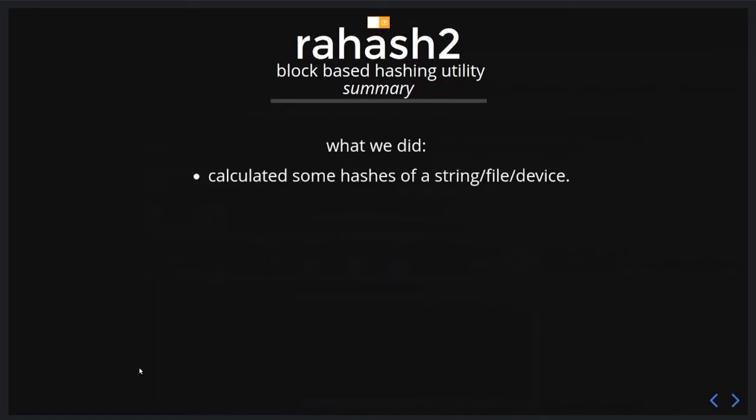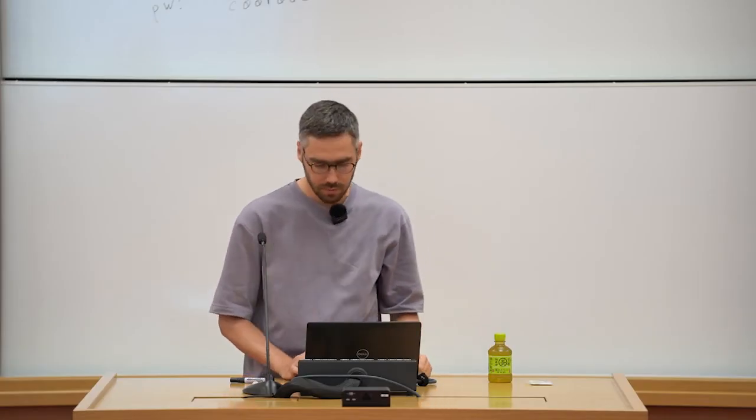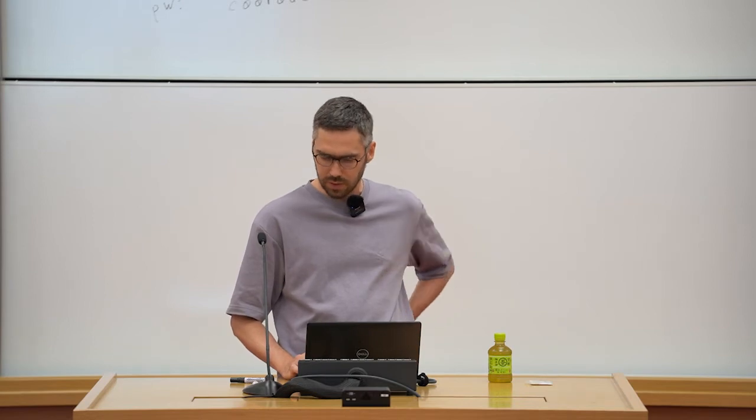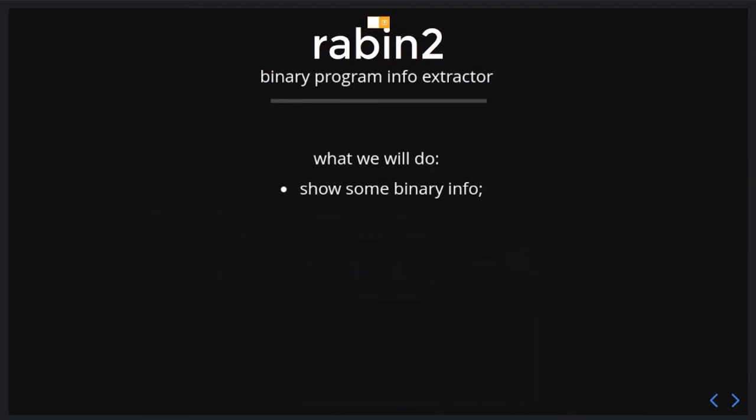Summary. What we did, we calculated some hashes of string or of file or of device. It has much more options you can explore by yourself. Next tool is rabin2. It's a binary program info extractor, so we can extract some binary information from ELF files. What we will do, we show some binary info.